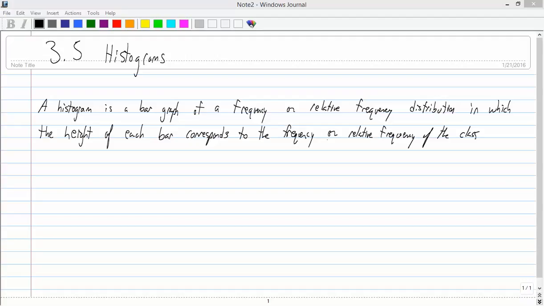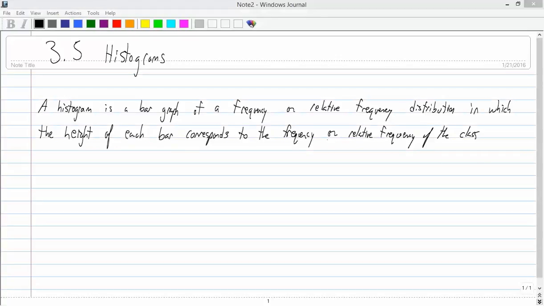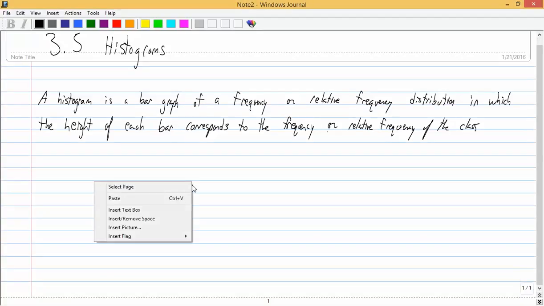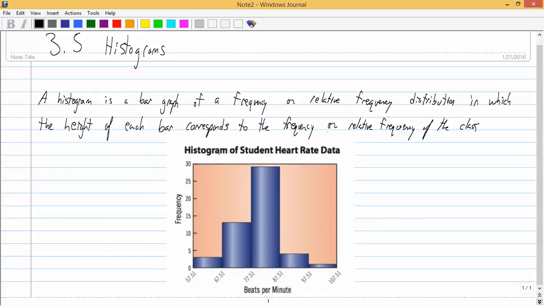Let me pull that up in the ebook. I'm on around page 85, if you were following along. So here is a histogram of the heart rates. Remember, we were looking at heart rates in an earlier section. And this is what the histogram of student heart rate data looks like.